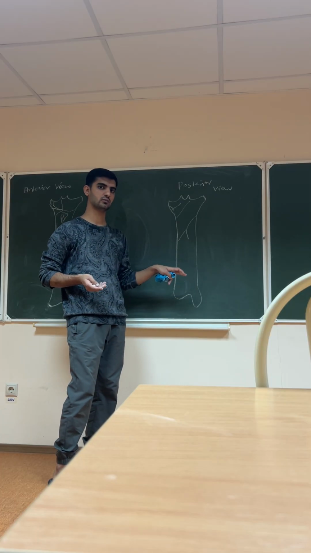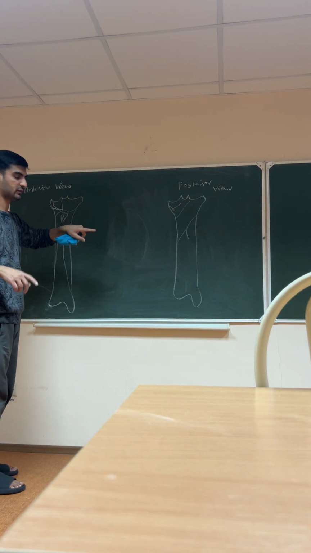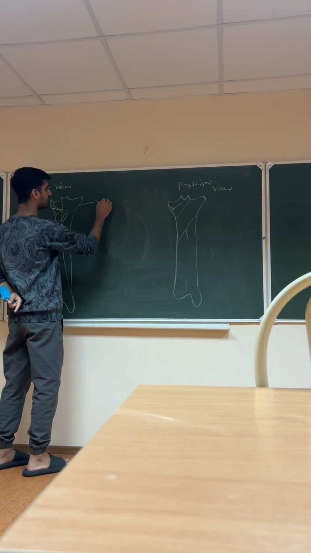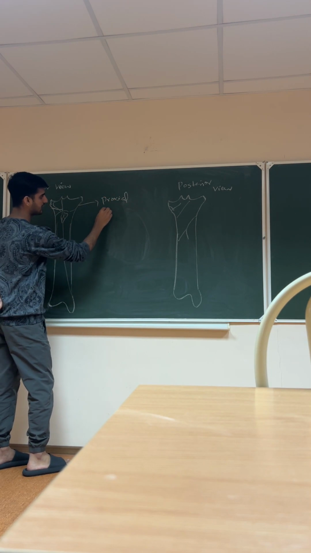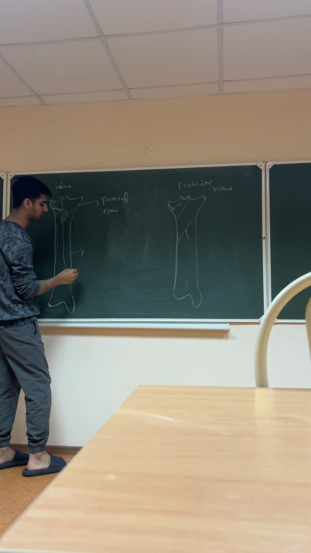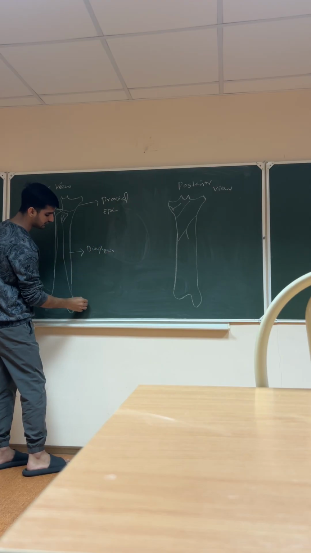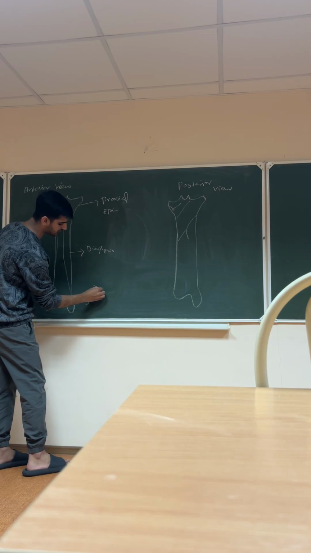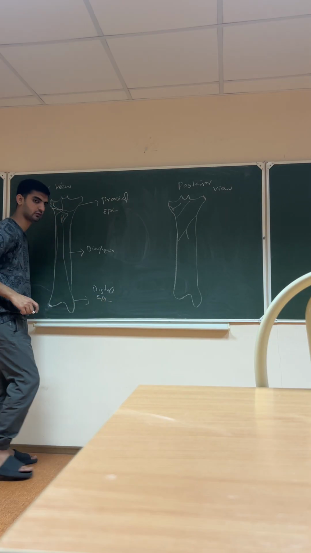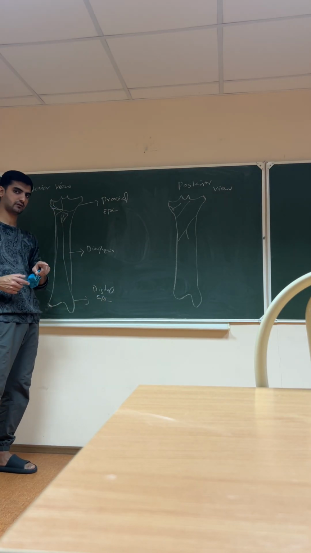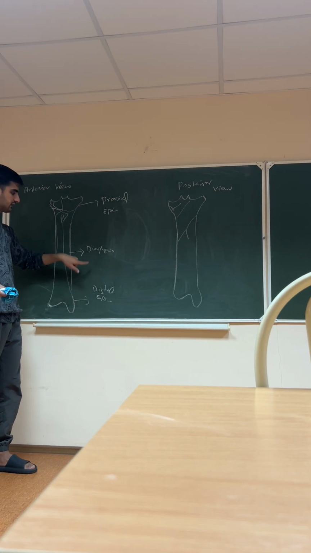If it's a long tubular bone, it also consists of three parts. First, this is the proximal epiphysis. This is the diaphysis, and this is the distal epiphysis. Proximal epiphysis, diaphysis, and distal epiphysis. Or you can say proximal epiphysis, distal epiphysis, and between them we have the diaphysis.